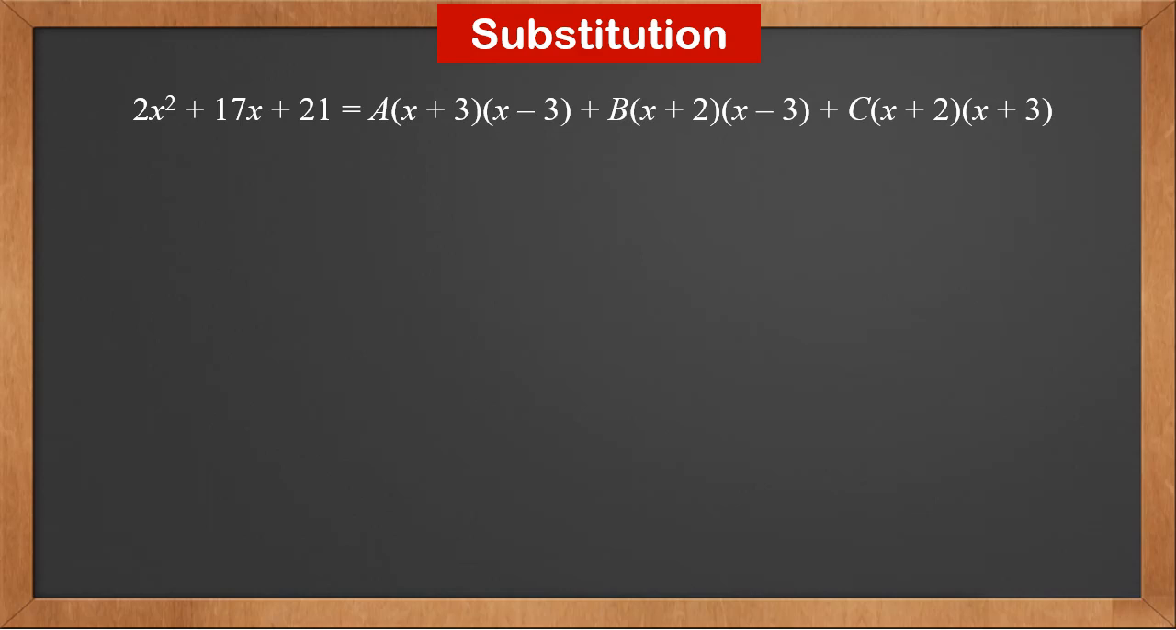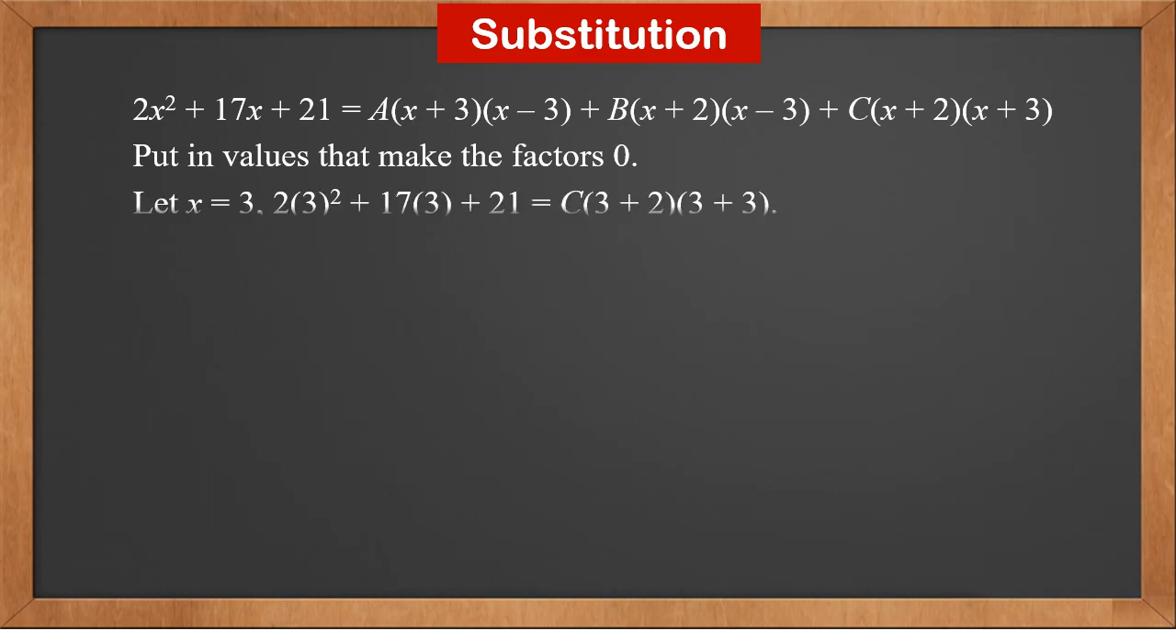We can find A, B and C in two ways. The first is to use substitutions. The right-hand side has several products of linear polynomials. We put in values that make those factors 0. Let x equal 3. The left side is 2 times 3 squared plus 17 times 3 plus 21. Let's look at the right side. The first and second terms both have (x minus 3), so they become 0, and only the term with C is left. This is C times (3 plus 2) times (3 plus 3). So 30C is 90. Therefore C is 3.